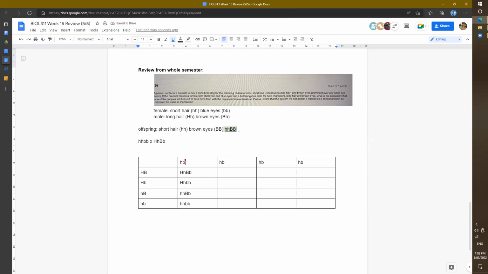Okay, so because this is little h, big B is the genome. Yeah, so the answer is 0. Does that make sense to everyone?